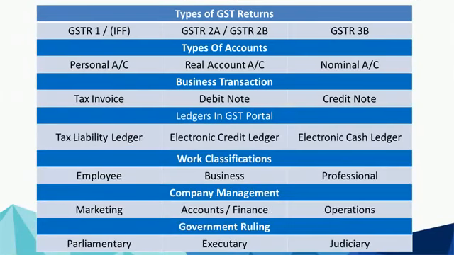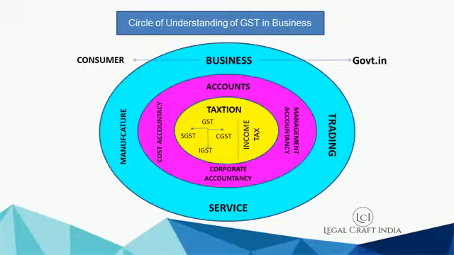Moving on to next point, circle of understanding of GST in business. Consumer, business, government. Consumer pays tax to the business, business pays tax to the government. And the tax which is collected from the business is income to the government. In a simplified manner, consumer pays tax to the government through business.